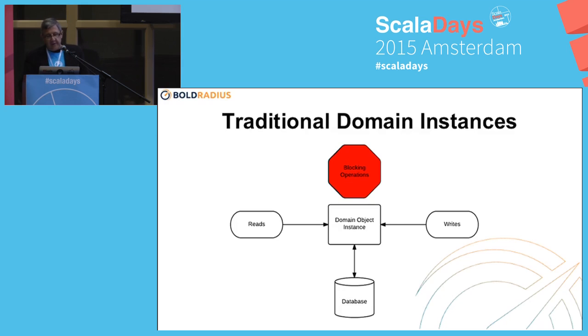So what do I mean by a traditional domain instance? A traditional domain instance is what we have all probably done for years in our applications before the advent of things like Akka and Scala. And that is you have a domain object instance, say a customer, and you send reads and writes to methods on perhaps some object that manipulates that domain instance, and you probably write its state as a full snapshot of all of its state in and out of a database.